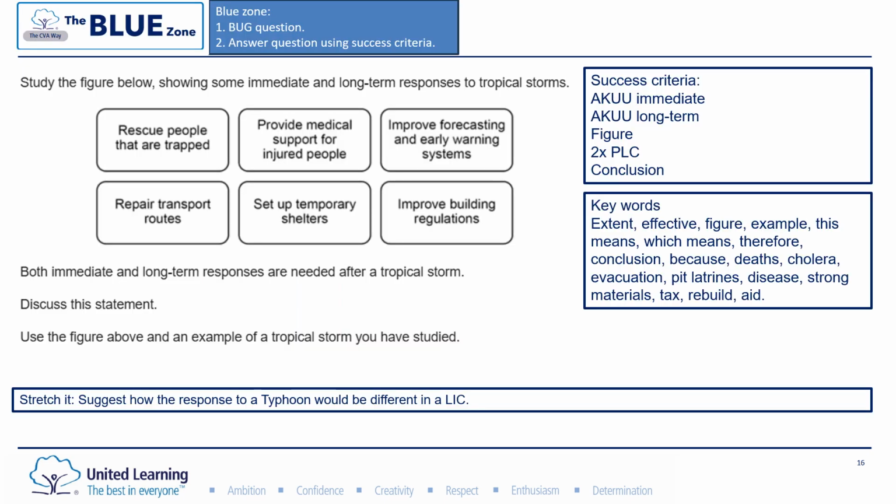Please make sure you use a knowledge point from the figure as well as two from Typhoon Haiyan. You can link them, so like I said, you could use your knowledge of improved forecasting and early warning systems in your first paragraph, the immediate, and then talk about Typhoon Haiyan and Pagasa as well in the same paragraph. Please feel free to pause the video here and have a go at answering the question.